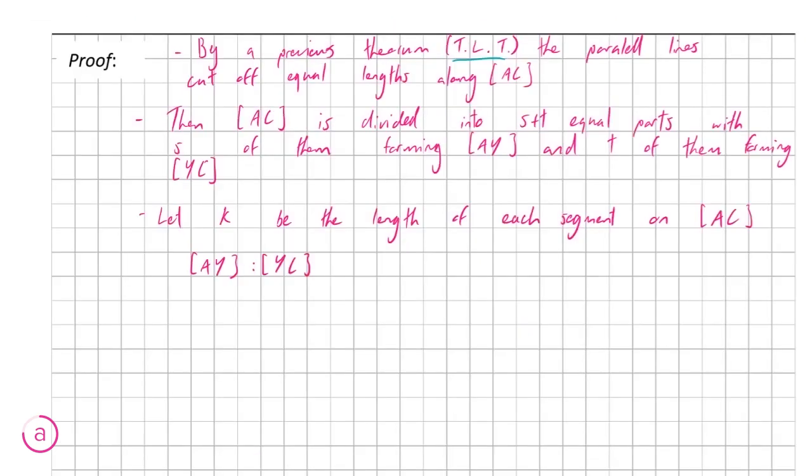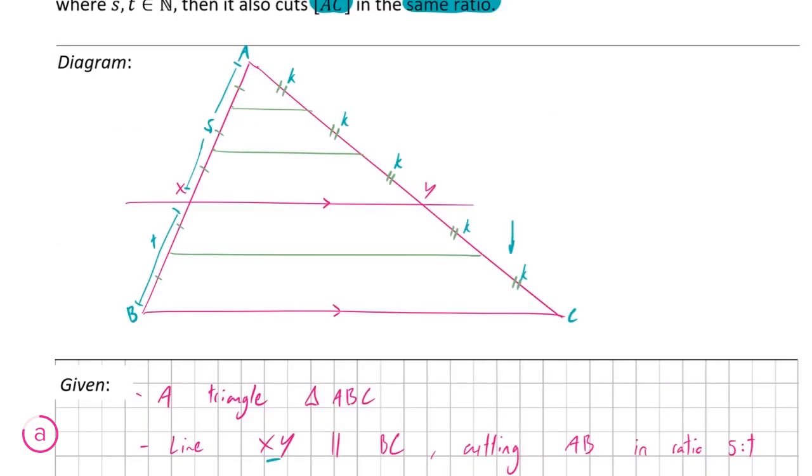Therefore we can write the ratio AY is to YC, which is the ratio of interest in this question, as KS is to KT, as it's clear that the whole length AY can be represented as 3K, and the whole length YC can be represented as 2K, so therefore that would be 3K is to 2K in our example.